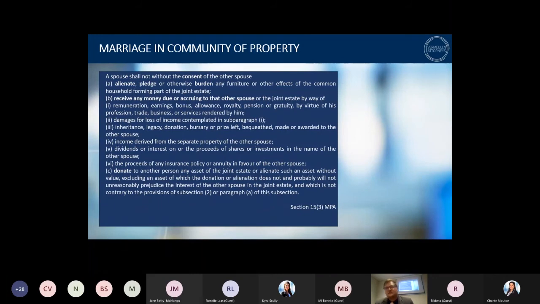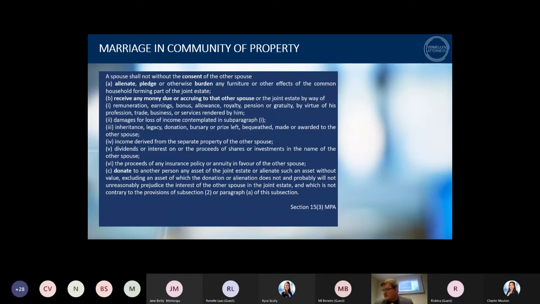What that simply means is, let's say you inherit a property from a parent, an immovable property that is excluded by the will from the community of property estate, and that generates rental income potentially monthly. So that is what this paragraph looks at. You cannot get dividends or interests on the proceeds of shares or investments in the name of the other spouse.